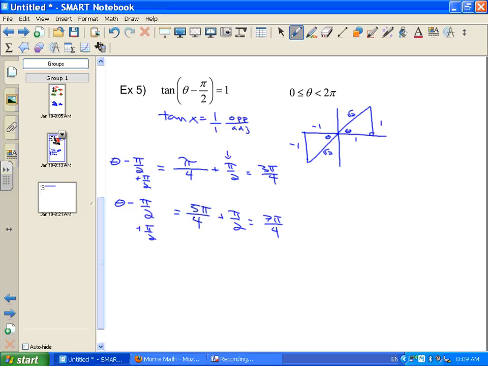Well, for this one, did I have a frequency change? No, so I don't have to worry about being squeezed or anything. It's your normal tangent graph, it's just everything got shifted over a little bit.